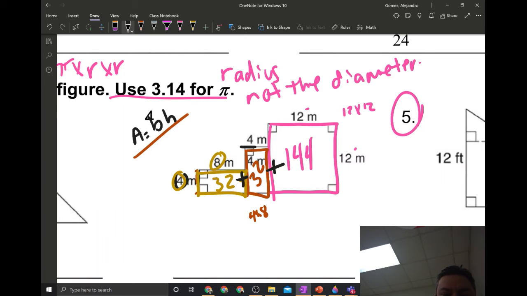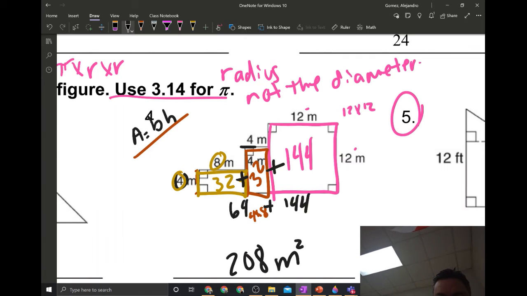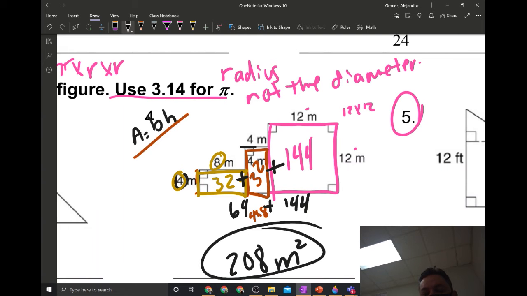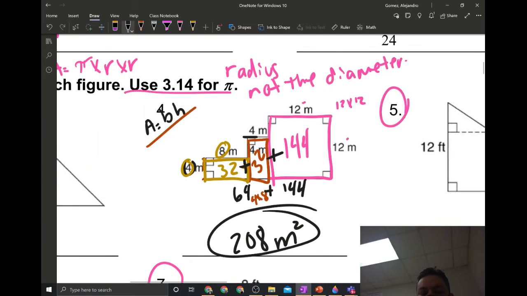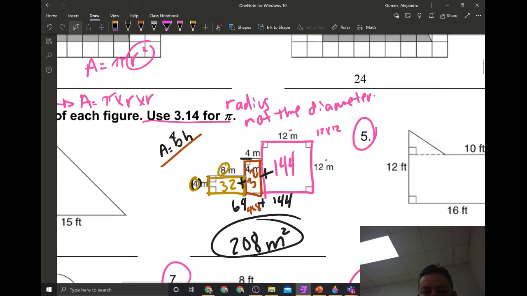32 and 32 gives you 64 plus 144. When you add those two together, you get 208 meters squared. And that's the final answer for the combined area. Any questions so far?